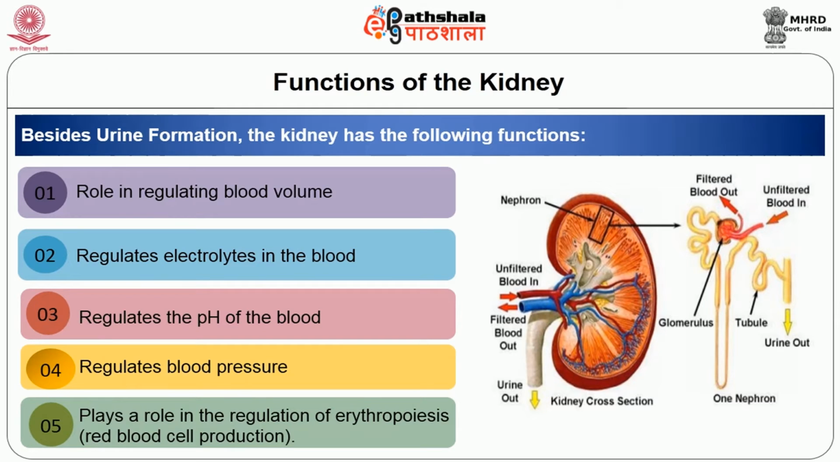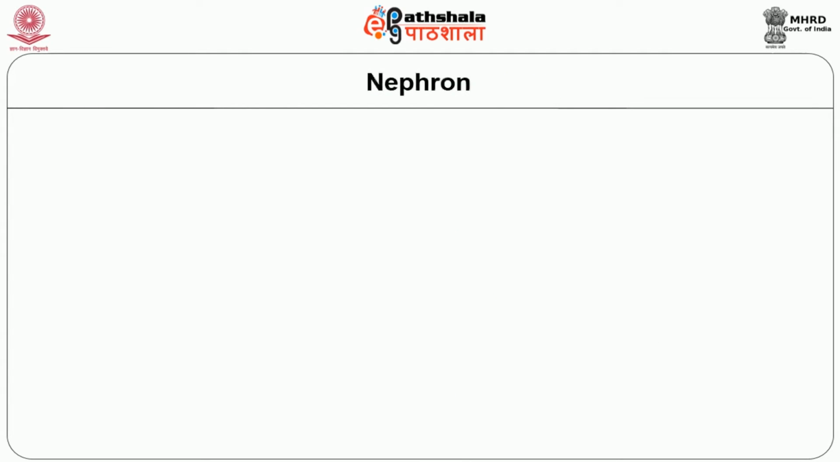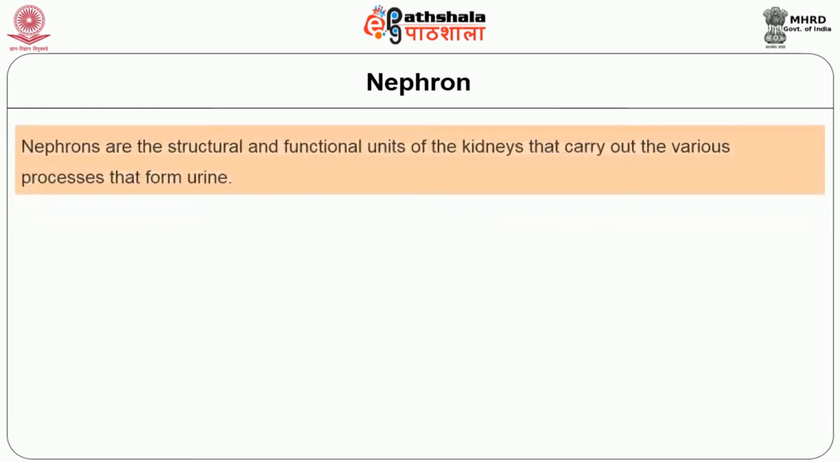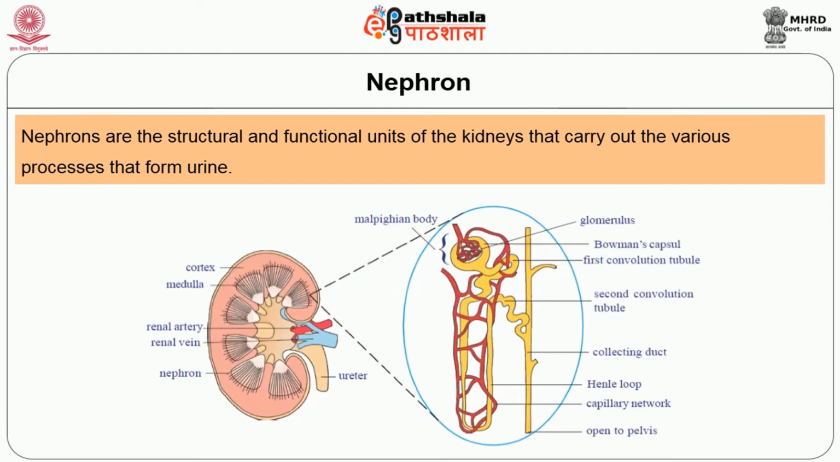When enough red blood cells have been produced, this process is shut down via a negative feedback mechanism. Now that we have an idea about the renal system, let us zero down to the fundamental unit of the kidneys, namely the nephrons. The nephrons are the structural and functional units of the kidneys that carry out the various processes that form urine. They are responsible for filtering the blood and concentrating the solution to produce urine.